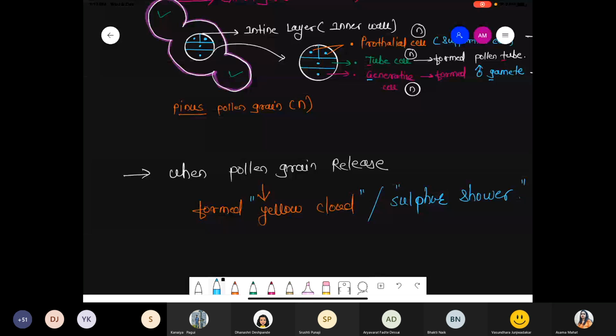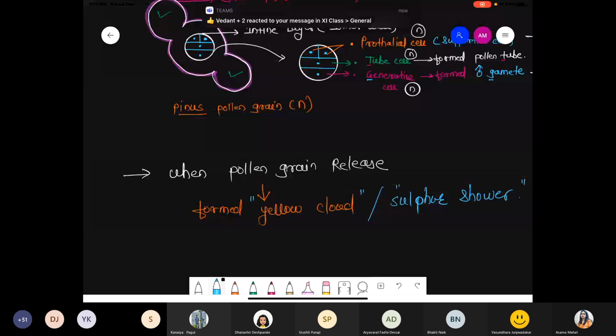Quickly see the image. We have seen the long view, exactly how it will be, because the pollen grains form first, and at the time of maturity the pollen grains are released into the environment, because pollination is through wind, right? Because it is very lightweight, having a wing-like structure, with the help of the wind the pollen grain can easily disperse. Okay? So it looks like this. That's why we say that when the pollen grain is released, at that time they form a yellow cloud, and such a yellow cloud is also called the sulfur shower.